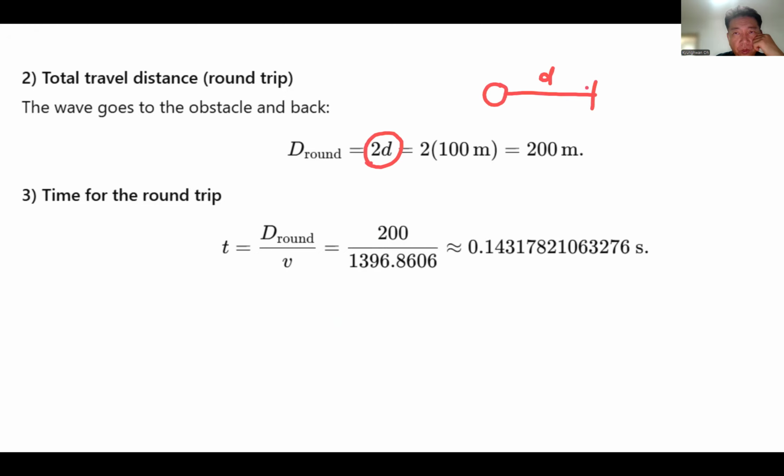And goes here and it goes back. So that overall round trip is 2d. And then the time for the round trip is the round trip distance divided by the velocity. Okay, right? Distance divided by the velocity will give you the time.